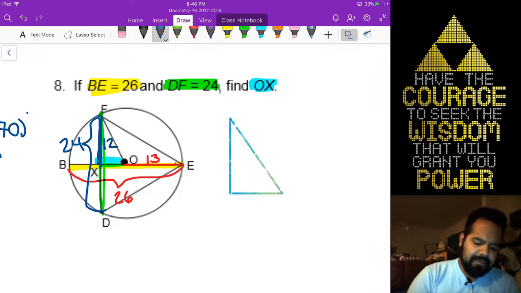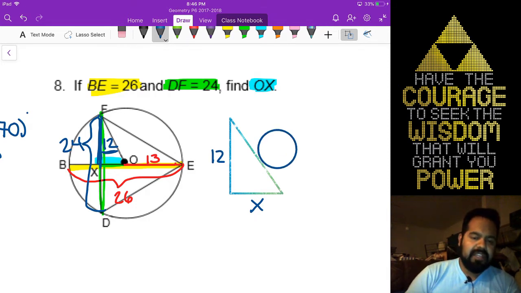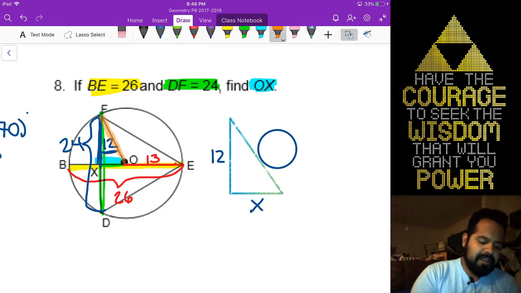Since I'm trying to find OX, I'm going to want to set up my triangle here. Well, OX represents this bottom side here, so let's call that X. The 12, which we said was over here, can be written there. So now that begs the question, what is this side here? Well, we do have a radius going from here to here, and since we said the radius was 13, we're going to go ahead and plant that 13 right there.